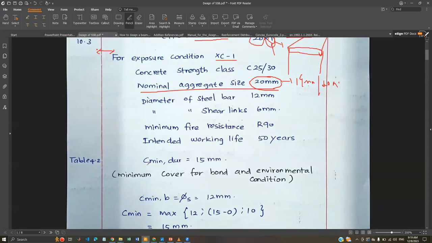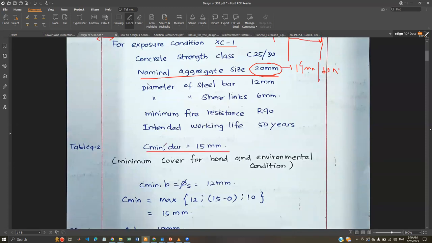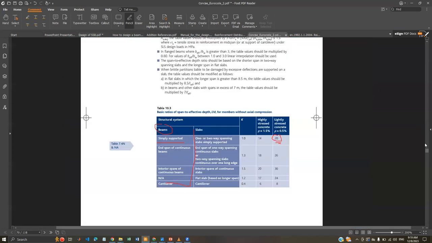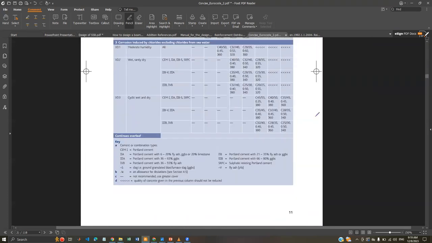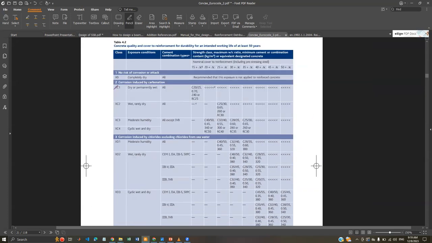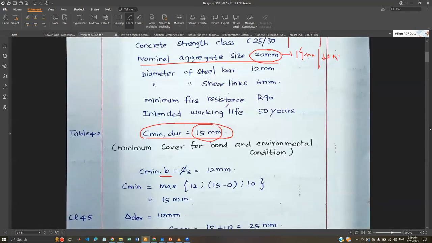The first step that we need to do is, either we can do it for the durability case or for the bar. When considering the durability case, I took it as 15 millimeter. Why is that? If you go and check the exposure condition, which is already mentioned, since my exposure condition is XE1, you can see C20/25 that I assumed, so my nominal cover will be 15 millimeter. This is what has been done here.